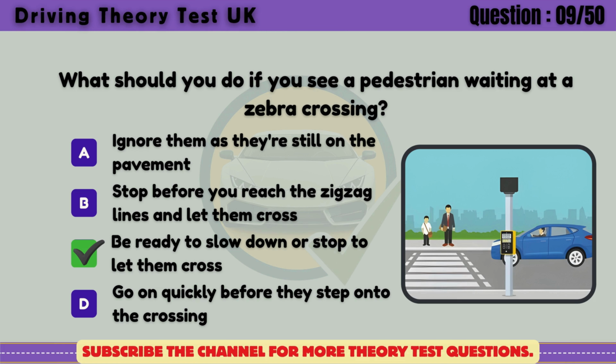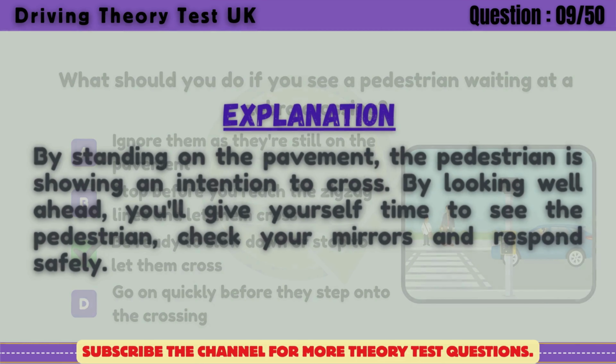Answer is C. Be ready to slow down or stop to let them cross. By standing on the pavement, the pedestrian is showing an intention to cross. By looking well ahead, you'll give yourself time to see the pedestrian, check your mirrors and respond safely.